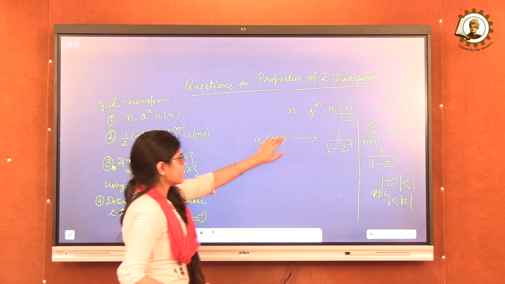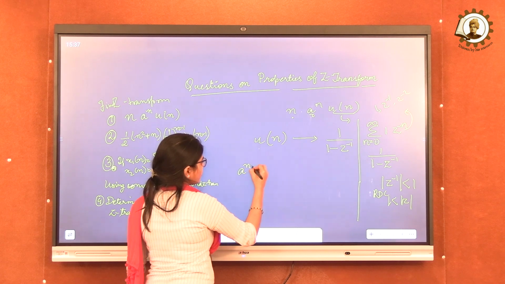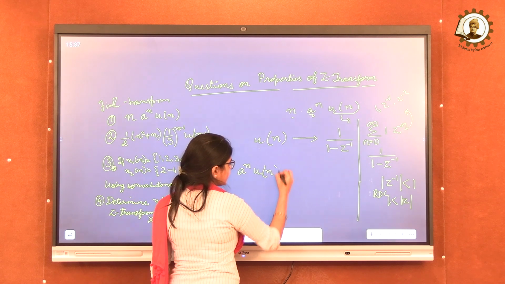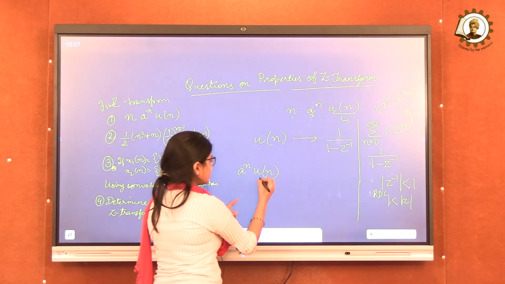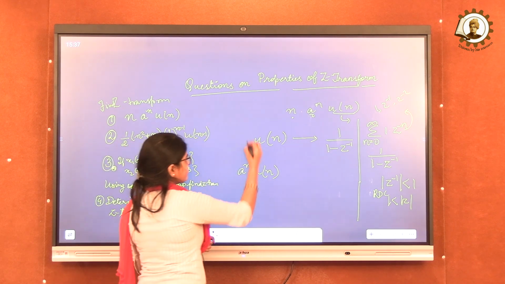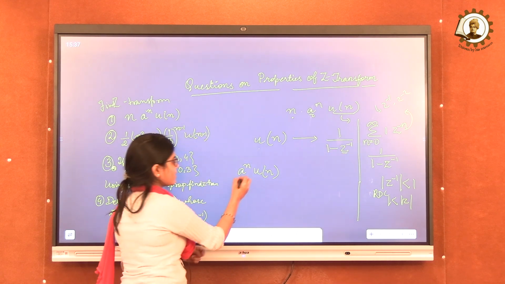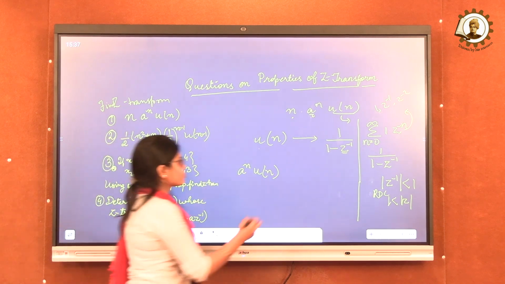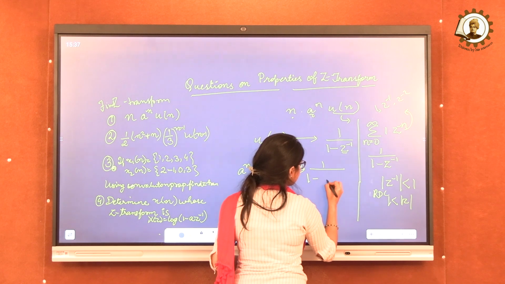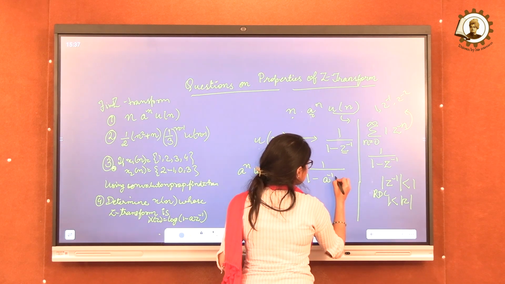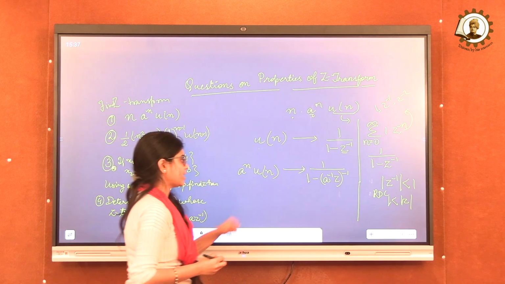Now this signal is multiplied by an exponential sequence a to the power n. From the property that is multiplication by an exponent, we have learnt that the Z transform will become, see, if the Z transform of this one is this, then this Z has to be replaced by a to the power minus 1 z. So what we are going to do is, here we will write 1 by 1 minus a inverse Z whole to the power of minus 1 and simplify this part.